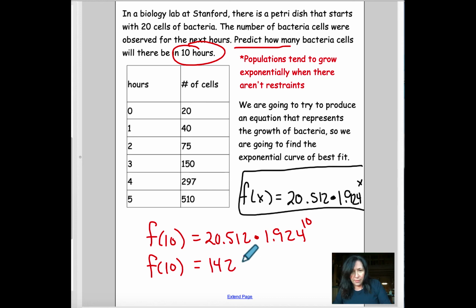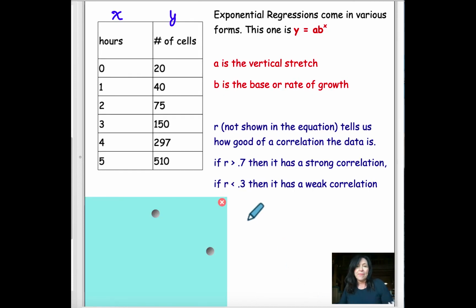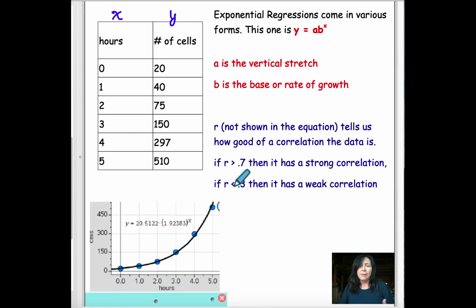That is really increasing, because after 5 hours, we were at 510 cells, and after 10 hours, now we're at 14,000 cells. That is a huge increase, right? So this is what they're just saying. When you ended up doing this, you had your A as your vertical stretch, and B is your base rate of growth.